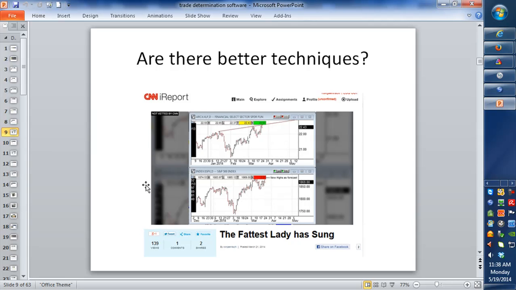But rather than just fancy historical charts, let's see some real proof. Well, this here is a little chart we posted on CNN.